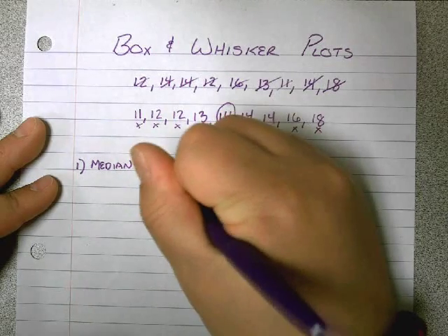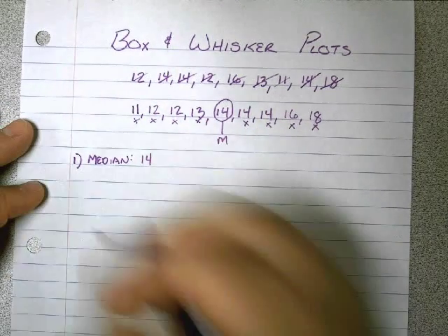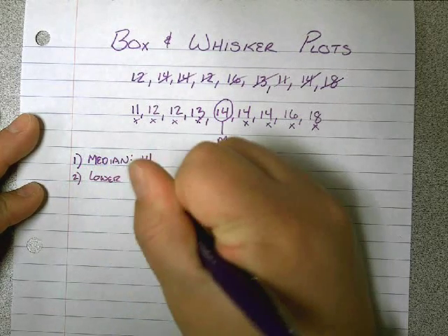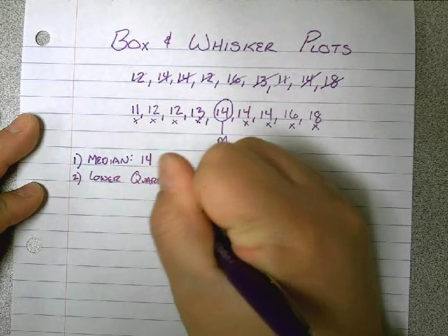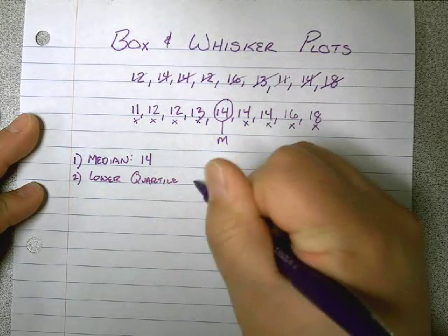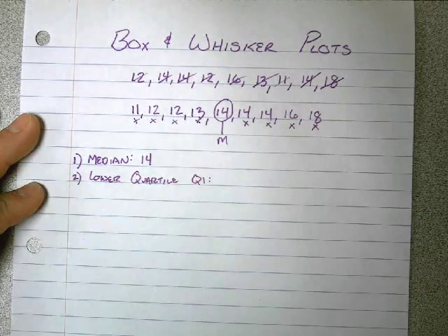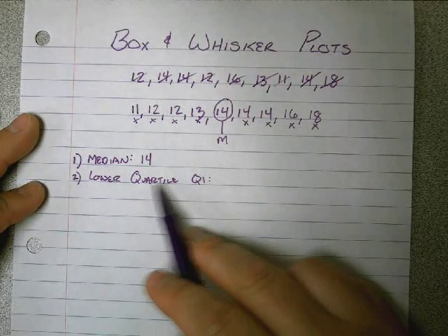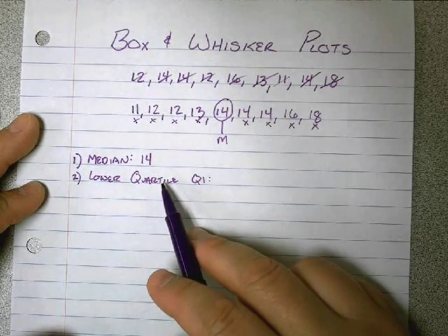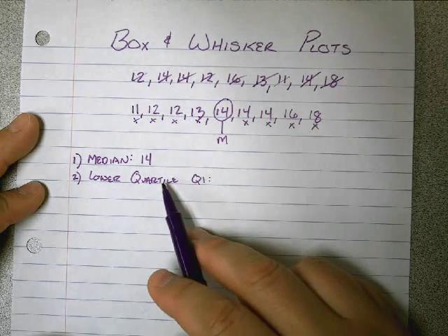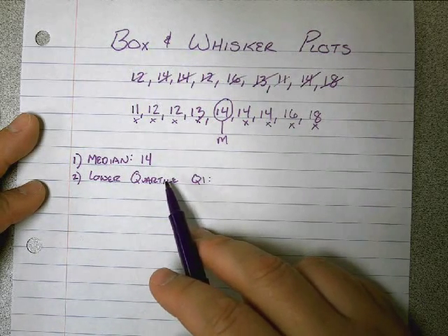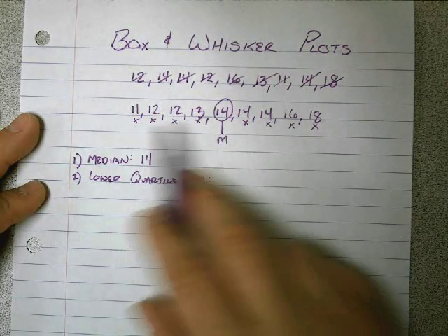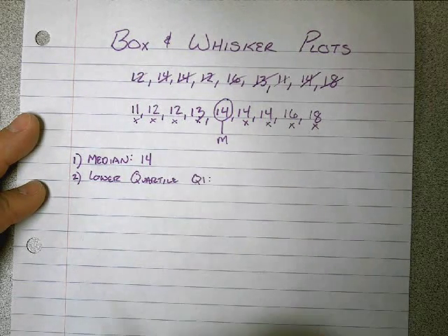That's my median. The second step is we're going to find the lower quartile, also known as quartile 1, Q1. Quartile, we learn, means splitting it up into 4 pieces or 25% chunks. The median is the 50% mark, the halfway mark. We're going to split this data in half now, because half of a half is a quarter.